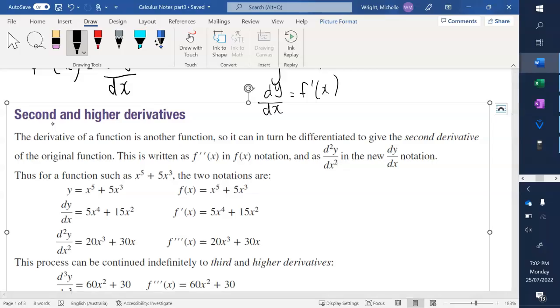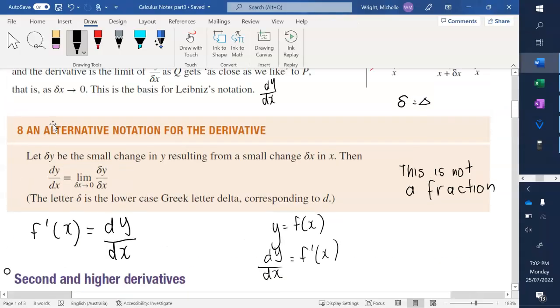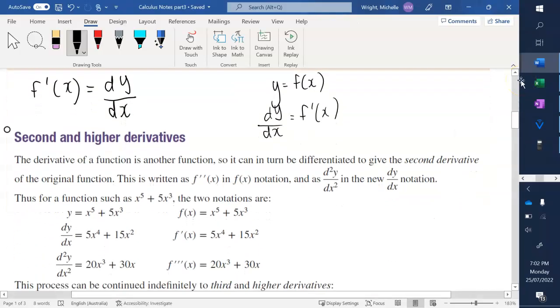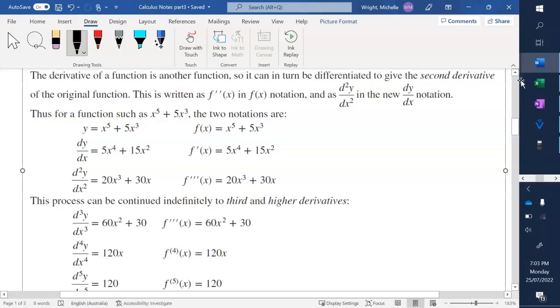So the derivative of a function is another function. So it can in turn be differentiated to give a second derivative of the original function. So we can have a function, we can find that derivative f dash of x or dy dx, but we can also then find the derivative of that f dash of x. And if we do that, we're going to pop a second dash in there. It's going to be called f double dash of x. Or if we were to write it in our Leibniz notation, we're going to write it as d squared y on dx squared.